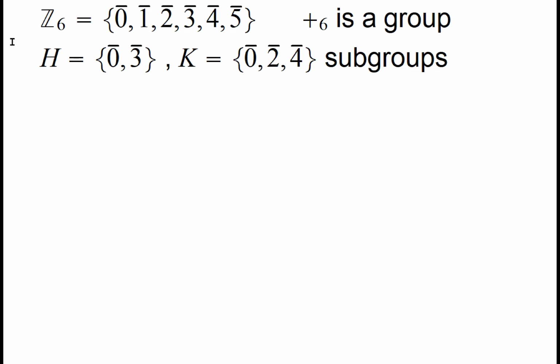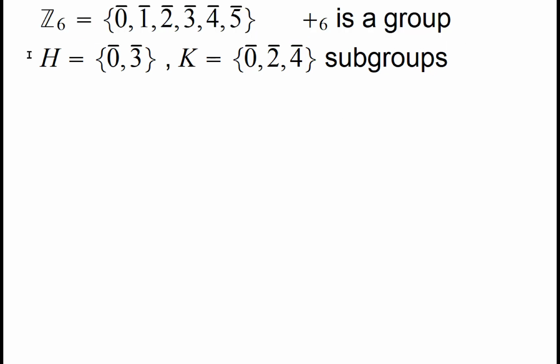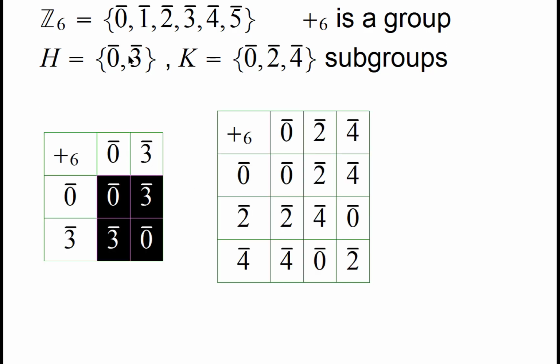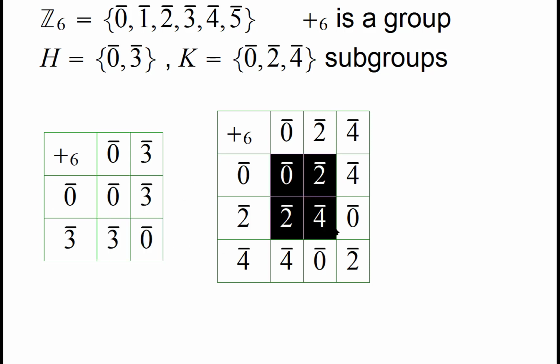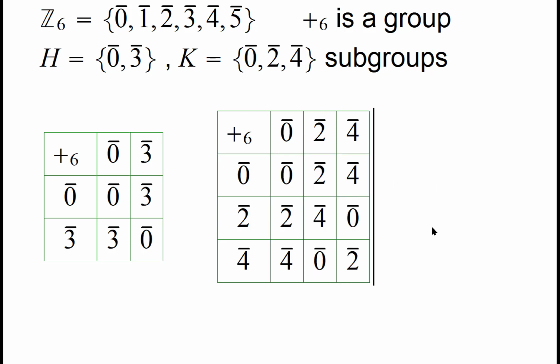The example that we are looking at, and I just went into Scientific Workplace, let's take the integers modulo 6, that is a group, and let's take these two as subgroups. They are subgroups because look at their Cayley tables. Here you can see for H, all the outputs are in H. Same for K, all the outputs are in K. So H and K are going to be subgroups.